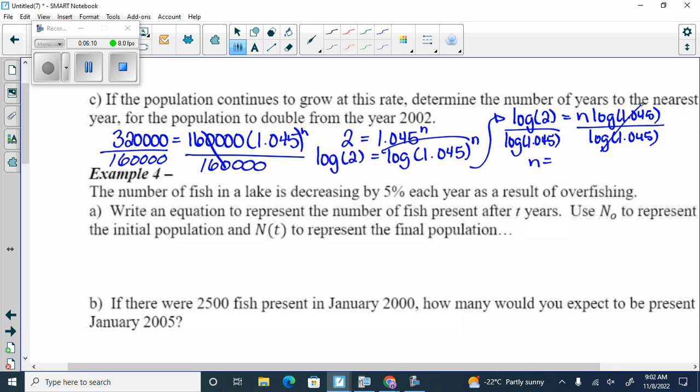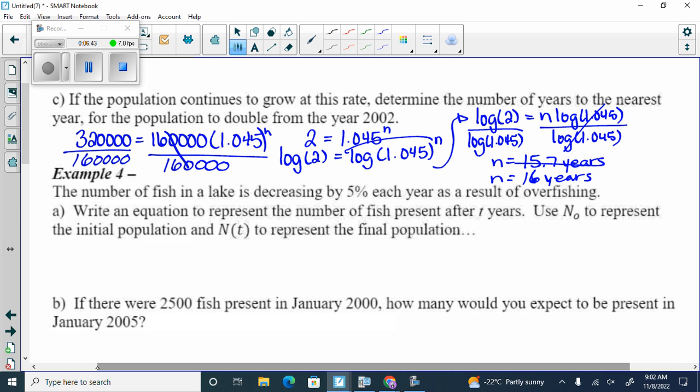And n equals 15.7. Checking it out. It would have actually been 15.8 anyways. Would have been 15.7. So good. All right.